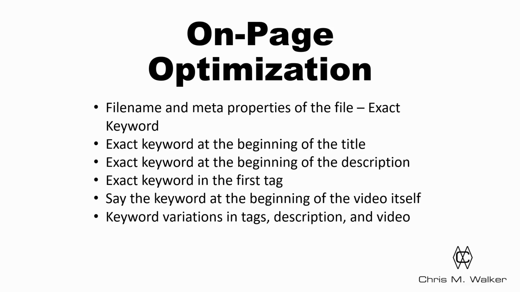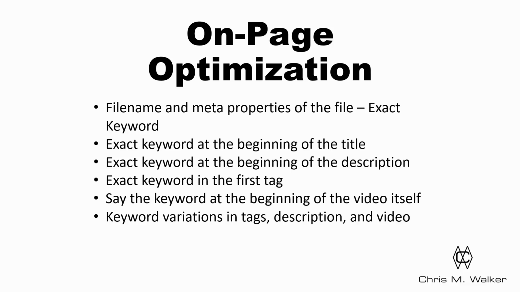You want the exact keyword in the first tag of the video. Tags are kind of an outdated technique for ranking, but they still do have a little bit of value, and you want the exact keyword in the very first tag. Then you want to say the keyword at the beginning of the video itself. There I go again. YouTube can actually understand that, and it helps rank it, and it can help set your closed captionings and things like that as well.